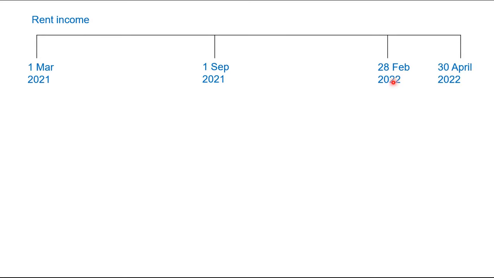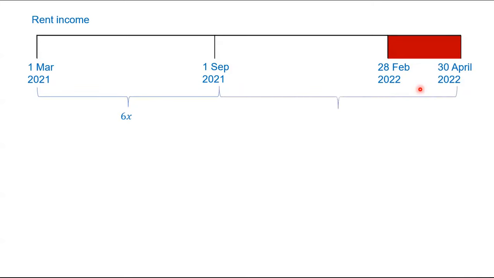But we also received rent for 2 months outside the financial year. That's why I'm going to highlight those 2 months as red. We don't want them. We know that rent here was 6X. So 6 months, it was X for 6 months. And after that, it was X times 111 for 8 months. So we increased it by 111.